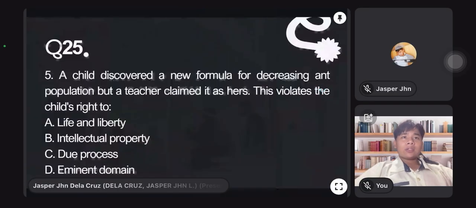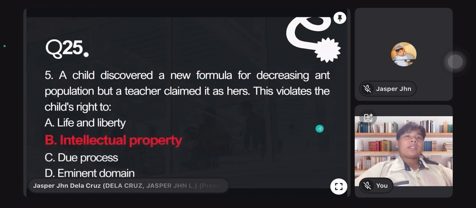Next, number 5. A child discovered a new formula for decreasing ant population, but a teacher claimed it as hers. This violates the child's right to letter A, life and liberty. Letter B, intellectual property. Letter C, due process. And letter D, eminent domain. What do you think is the answer? Okay, the answer is intellectual property.